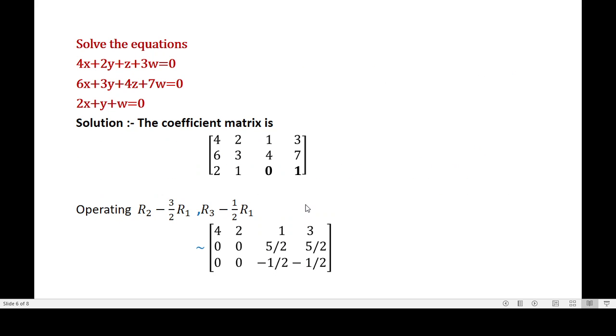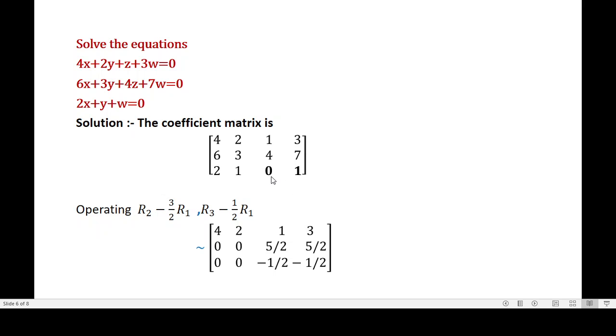So let us write the coefficient matrix first. Coefficient matrix is first row elements 4, 2, 1, 3. Second row elements 6, 3, 4, 7. Third row elements are 2, 1, 0, 1. There is no z here.